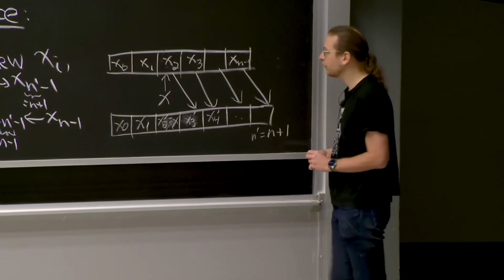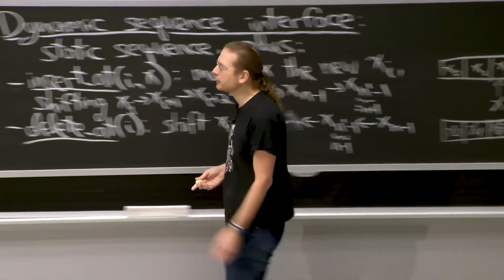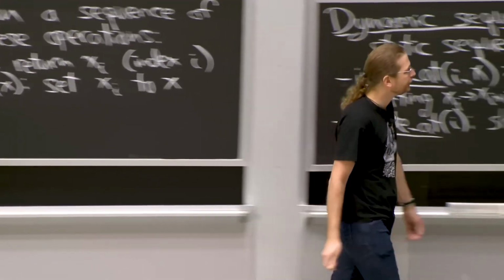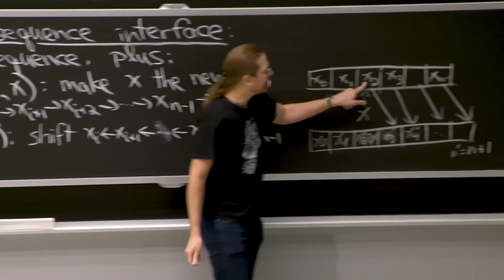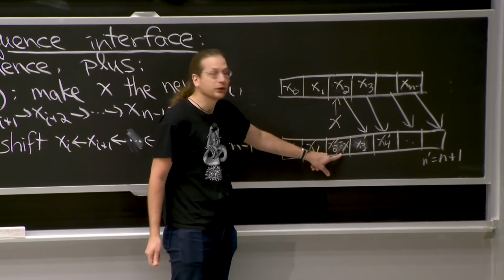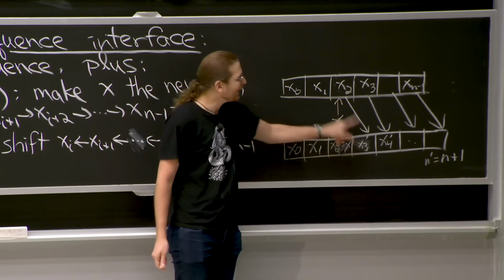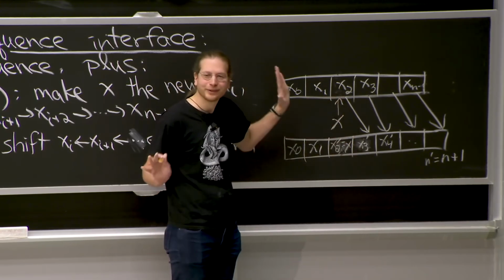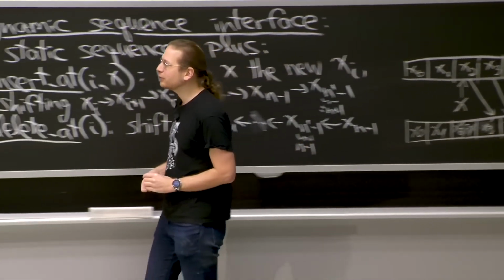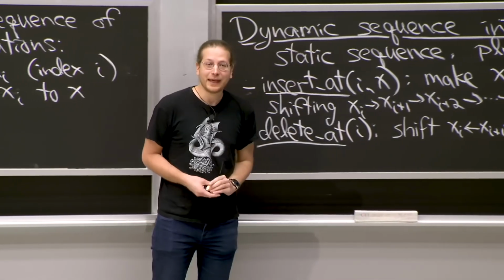I want to be careful about the labeling, because what makes insert at interesting is that later when I call get, it's with the new indexing. So previously, if I did get at 2, I would get this value. And afterwards, if I did get at 2, I get the new value. If I did get at 3 down here, I get the value that used to be x2. Okay? That's maybe hard to track. But this is a conceptually very useful thing to do, especially when you're inserting or deleting at the ends.